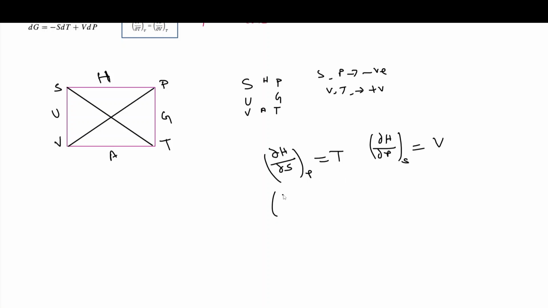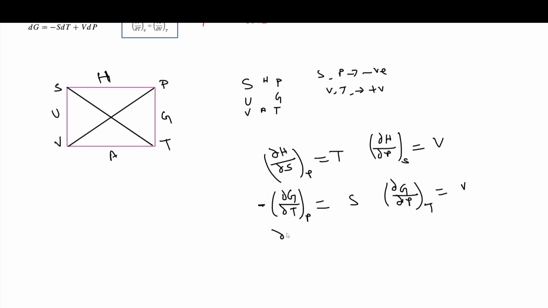Similarly, for G, del G by del T at constant P, we get the value opposite of T, that is S, and del G by del P at constant T, the value will be opposite of P, that will be V. Again, as I told you, for S and P it is negative, so a negative sign.